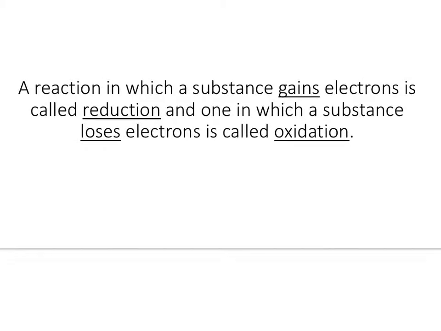So a reaction in which a substance gains electrons is called reduction, and one in which a substance loses electrons is called oxidation. Those are the two biggest terms for the entire unit, reduction and oxidation. Again, reduction is when you gain electrons. It's called reduction because think of electrons having a negative charge, and as you gain more electrons, your charge is lowered or reduced.